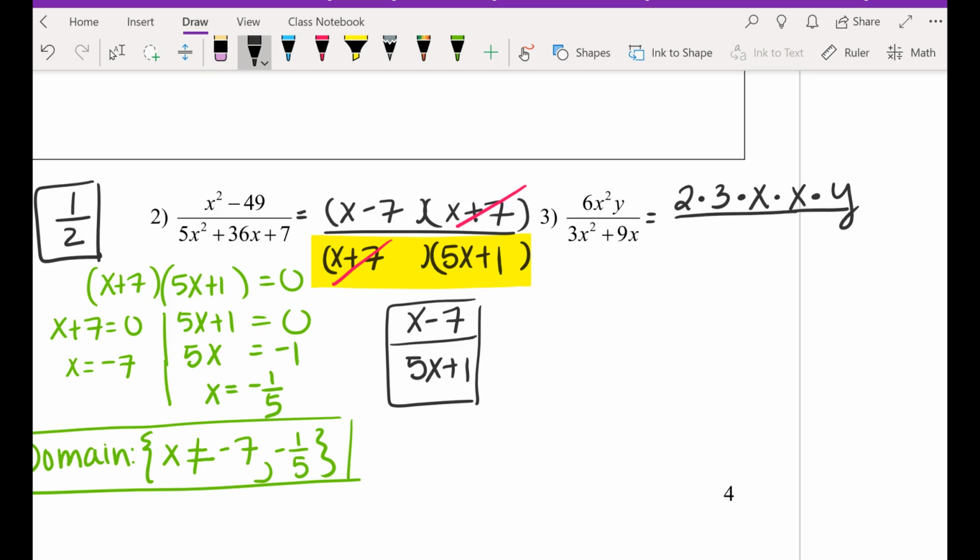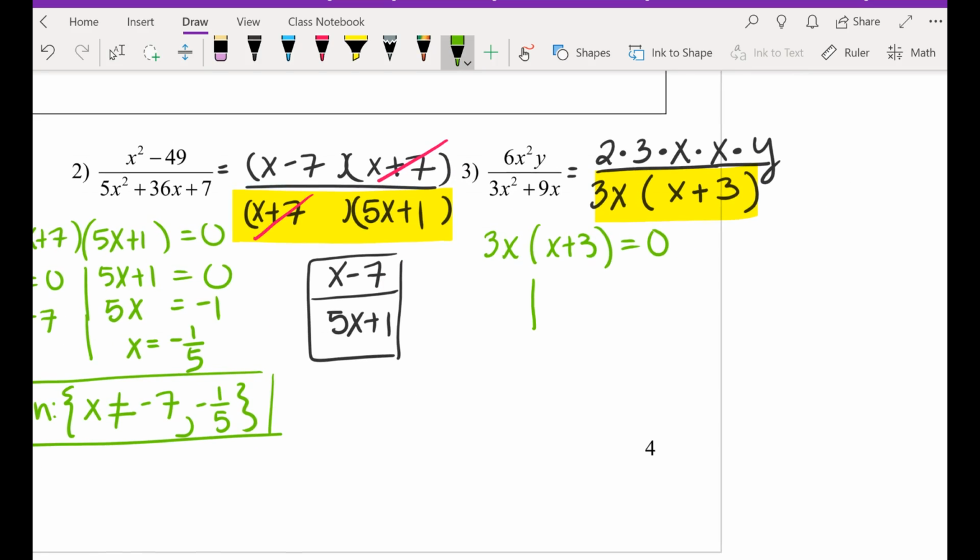On the denominator, is it factorable? Yeah. What are you going to factor out? 3x. And what's left? x plus 3. Okay. Before we go and cancel, we should take the denominator and do what? Set it to 0. Perfect. 3x times x plus 3 equals 0. Take each factor and set it equal to 0. All right, divide both sides by 3. X is what? 0. And then subtract 3 from both sides.